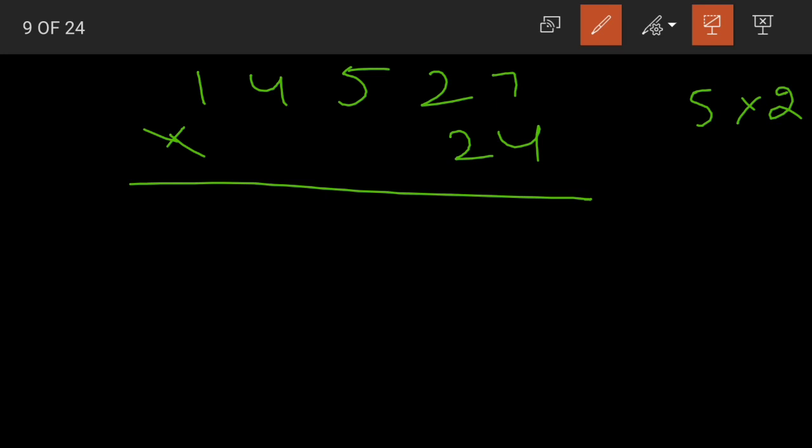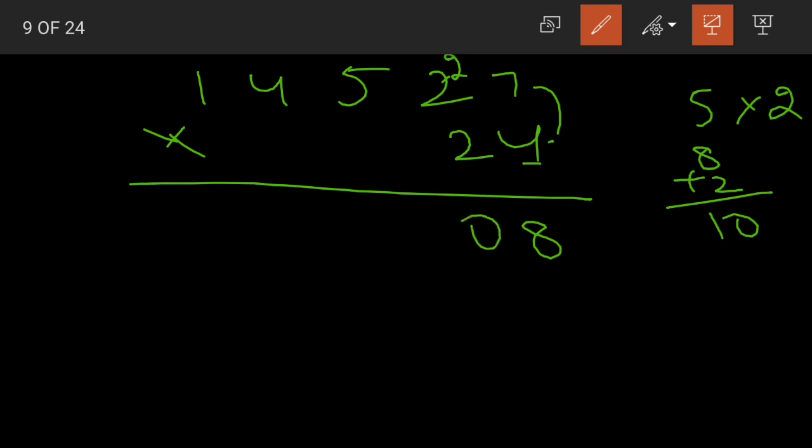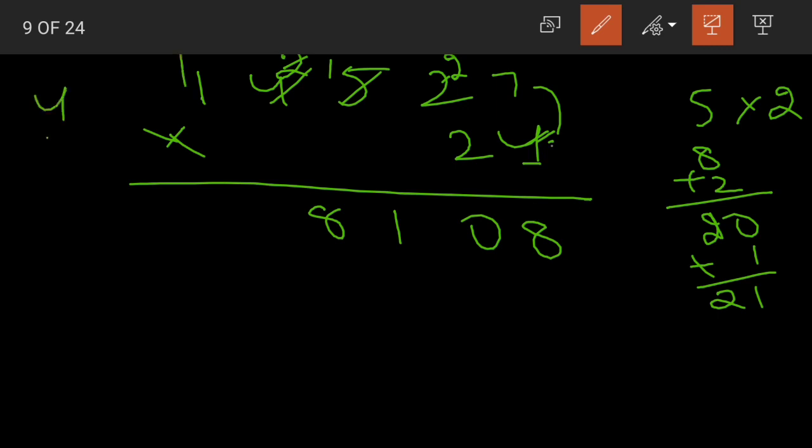How do we start multiplying? From the ones place, yes. So 4 sevens are 28. 8 here, 2 carried. 4 twos are 8 plus 2 becomes 10. 0 here, 1 carried. 4 fives are 20. Yes, 20 plus 1 becomes 21. So 1 here, 2 carried. 4 fours are 16. 16 plus 2 becomes 18. 8 here, 1 carried. 4 ones are 4 plus 1 becomes 5.